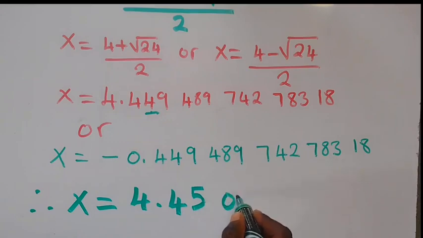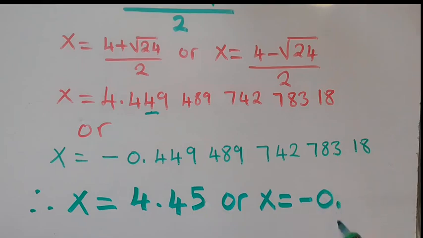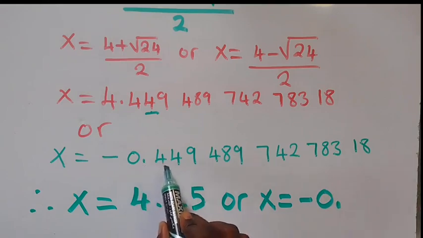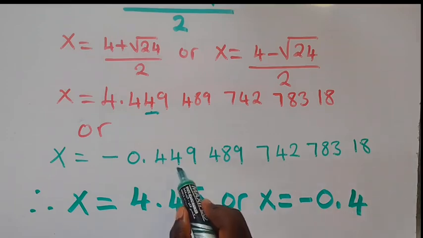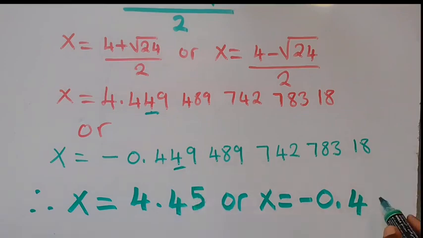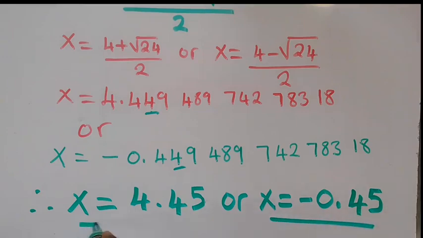Or x equal to negative 0.4, write a 4. So negative 0.4. The next number is a 4, which will also become a 5. So these are the values of x. x is equal to 4.45, or x is equal to negative 0.45. So we have answered this question.